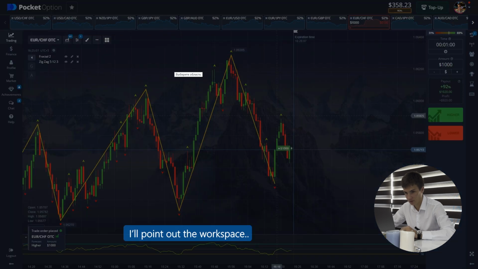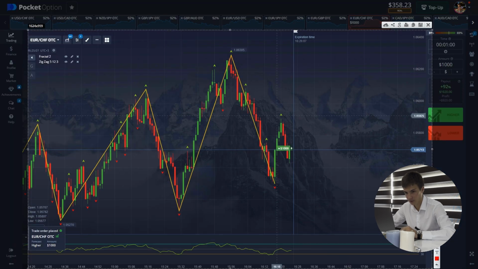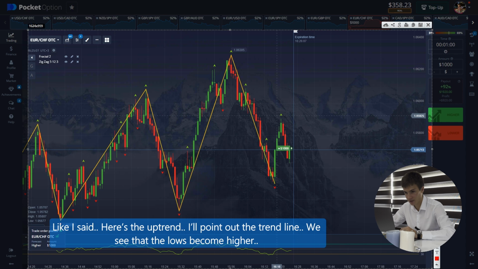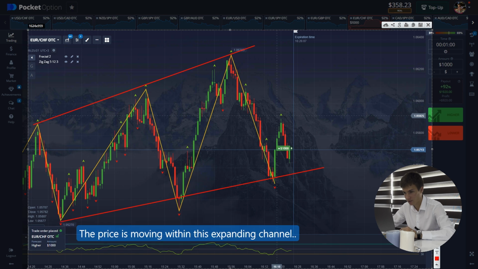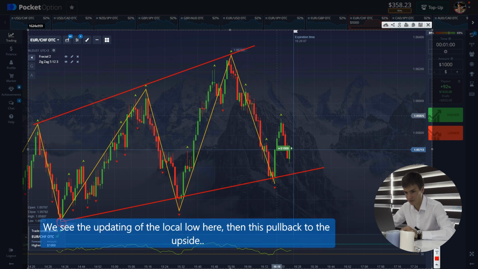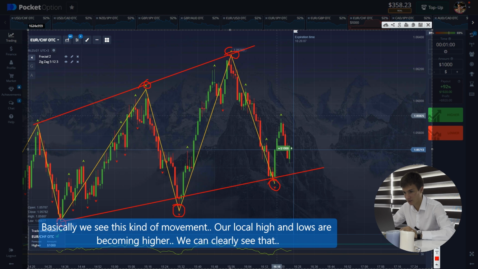I'll point out the workspace. Like I said, here's the uptrend. I'll point out the trend line. We see that the lows become higher, the price is moving within the expanding channel. We see the uptrend updating of the local low, then this pullback to the upside. Basically, we see this kind of movement. Our local highs and lows are becoming higher. We can clearly see that.